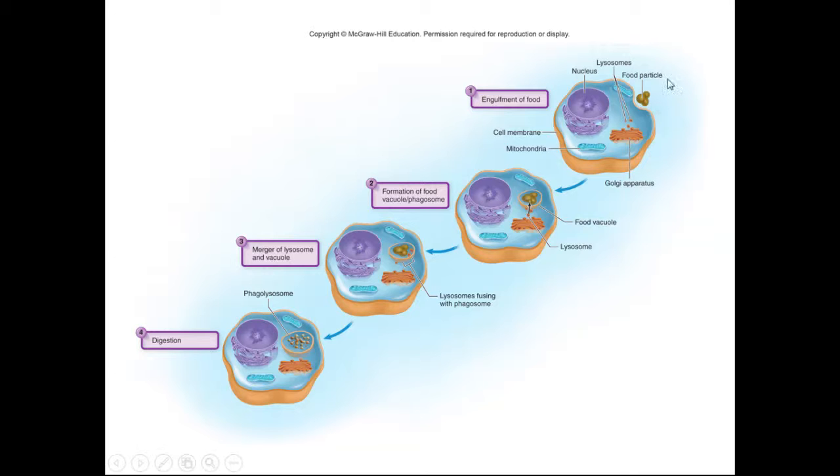So here we can see a big chunk of food particle, and it's being brought into the cell. It's been phagocytized, and then the cell has a membrane wrapped around it, a vacuole wrapped around it. Now the Golgi apparatus starts sending lysosomes to that vacuole containing the food particle. The lysosomes merge and release their contents into the food vacuole, and then the food is digested.